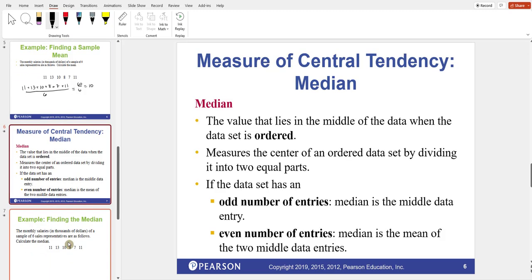To find the median, you have to take your data set and put it in order from smallest to largest or largest to smallest. Then we look at the middle value of the data set. If you have an odd number of data entries, the median is the number exactly in the middle. When you have an even number of data entries, the median is the mean of the middle two numbers.